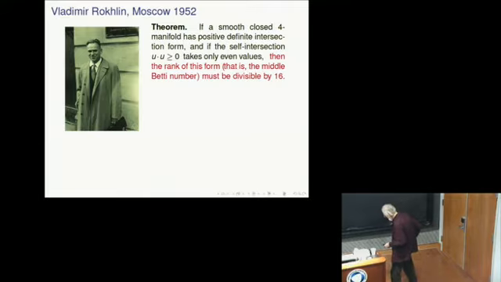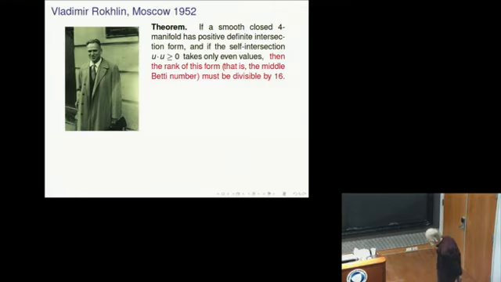Now, you could try to see what you could do just by straight algebra. So suppose you just have a symmetric bilinear form which is positive definite, unimodular, and takes only even values. Then you can prove algebraically that its rank must be divisible by 8. So he just got an improvement by a factor of 2. But in fact, this is an amazing result.